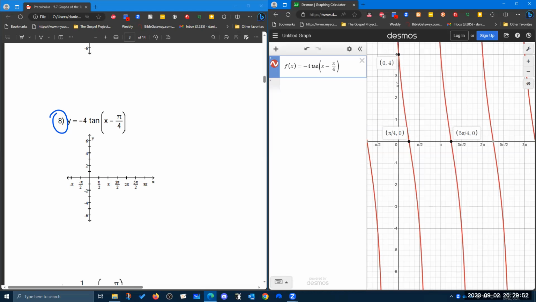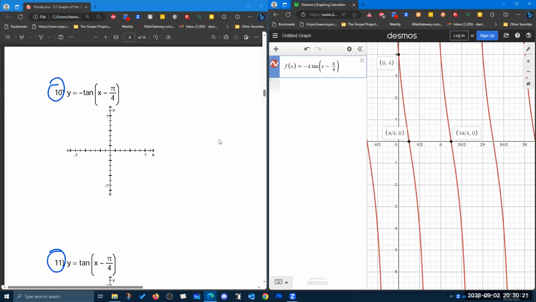So you've got your y-intercept right there at x equals 0, y equals 4, because tangent of negative pi over 4 is right there at the negative 1. Negative 1 times negative 4 is positive 4. So that's pretty nifty that it's got that characteristic point right there as the y-intercept.